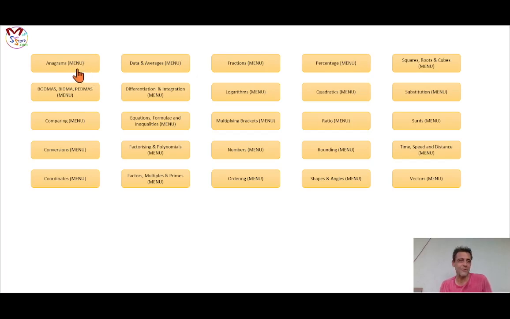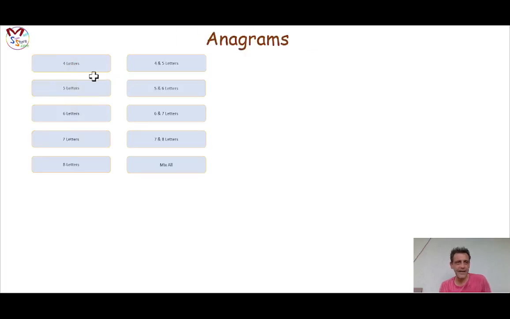Or if you've seen the menus before. Okay, we'll start with anagrams here because it's the first one. In anagrams you can choose 4-letter words, 5, 6, 7, 8-letter words. We can mix 4 and 5, 5 and 6, 6 and 7, 7 and 8 as you're going up the different levels, getting older students or more able students, or you can mix them all, which is fun.